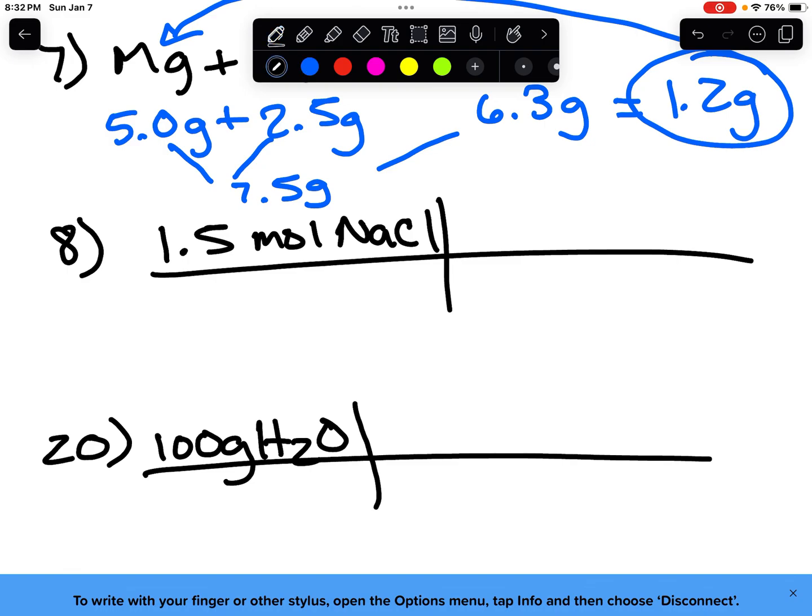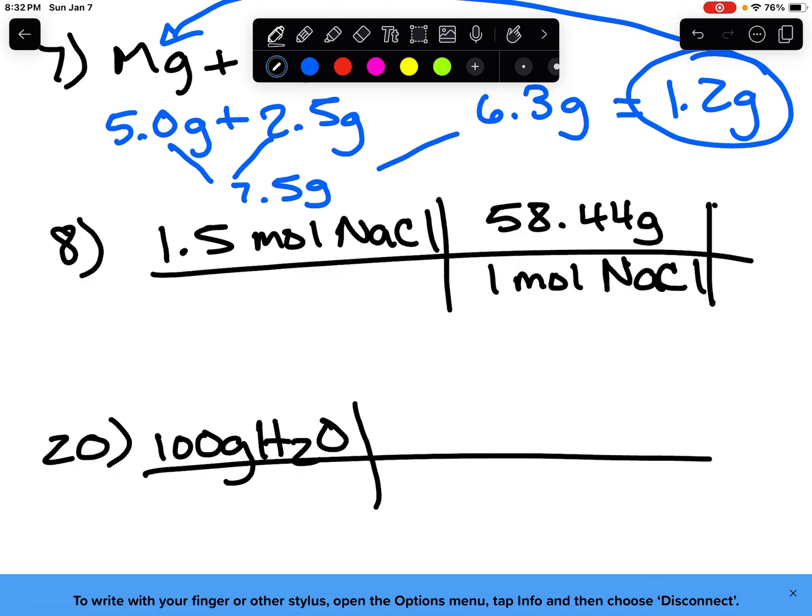And so for this one, we started with 1.5 moles of sodium chloride. We know that we have to cancel our units, so we should have 1 mole of sodium chloride on the bottom. And then our only conversion factor that we know in this next step that relates moles to grams is the molar mass off the periodic table. So I'm going to go to the periodic table, find the mass of sodium and chlorine, and add them together, and that is 58.44 grams per 1 mole of sodium chloride. So I'm going to multiply 1.5 times 58.44 and divide by 1, and I should get 87.66 grams of sodium chloride.